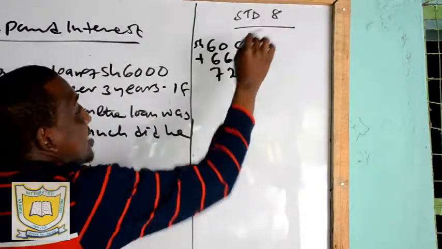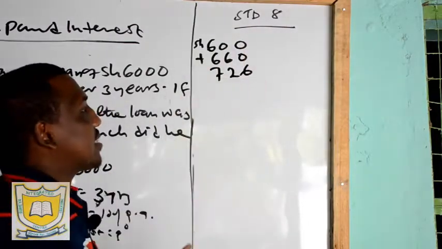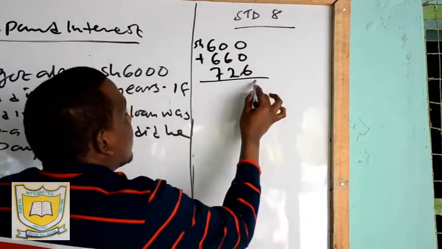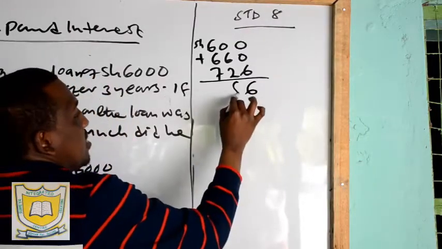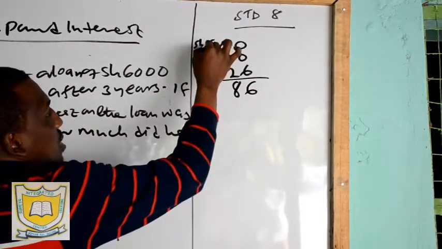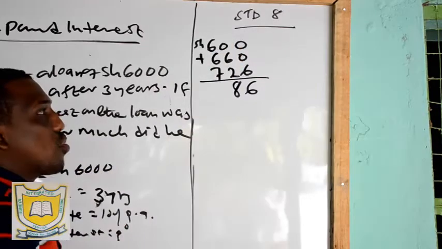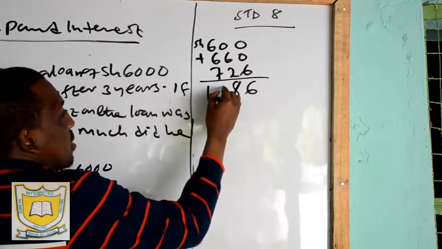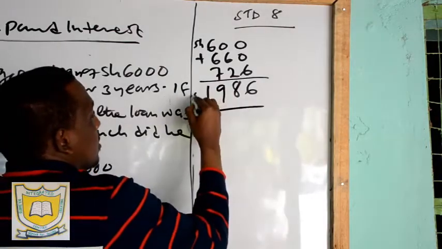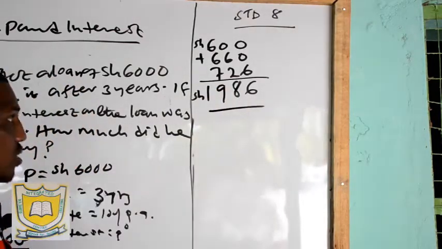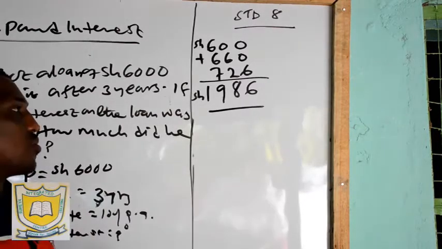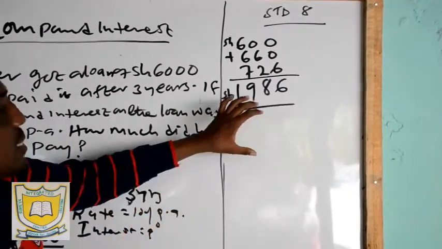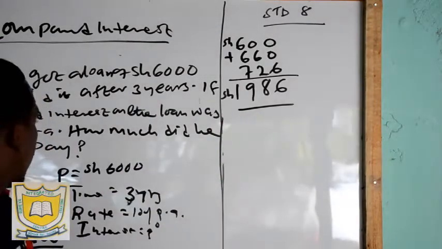First year interest 600, second year interest 660, third year interest 726. We add now: 600 plus 660 plus 726, the compound interest is 1,986 shillings.